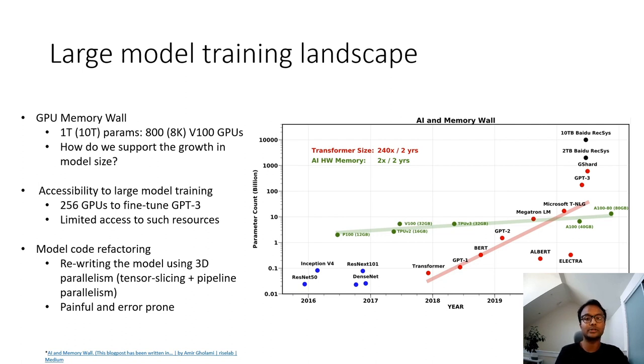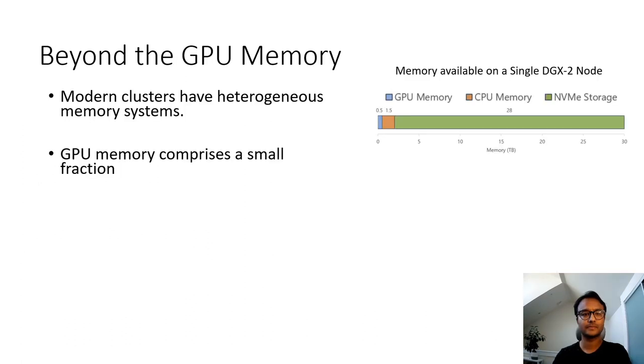First, let's start with the GPU memory wall. We all know modern GPU clusters have heterogeneous memory systems. For example, if we take a look at the NVIDIA DGX-2 node, it has about 30 terabytes of memory in NVMe, CPU, and GPU memory combined. And GPU memory actually makes up less than 2% of the total memory.